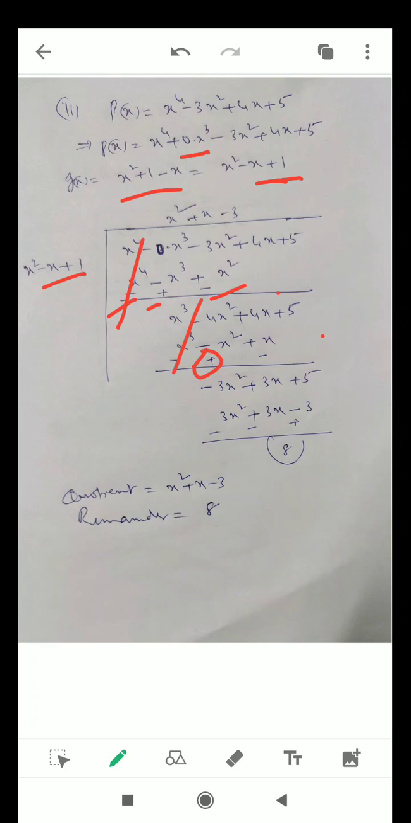Again I can think with minus 3. So minus 3x is minus into this x square is, how much did it become? So this is minus, sorry, this is minus 3x square.